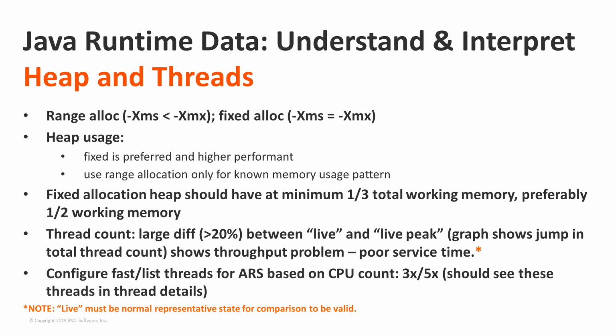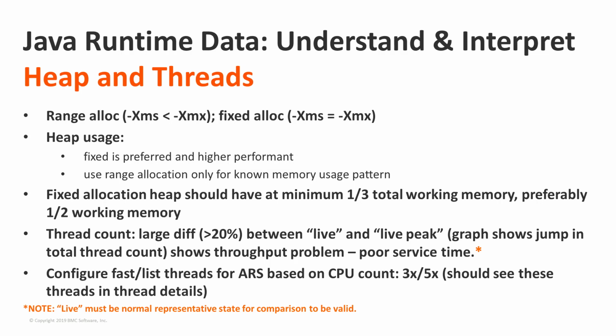Okay, so moving on to the heap. Okay, so for the heap, for Java, you can start Java with 2 different types of heap allocation. If, by the way, the -ms starts for startup heap amount, and MX stands for maximum heap amount. So you can do what's called a range allocation. A range allocation is the startup value less than the max value, and a fixed allocation, which is when the startup value is exactly the same as the max allocation. So why the difference? Okay, so for heap usage, fixed is preferred and higher performant.